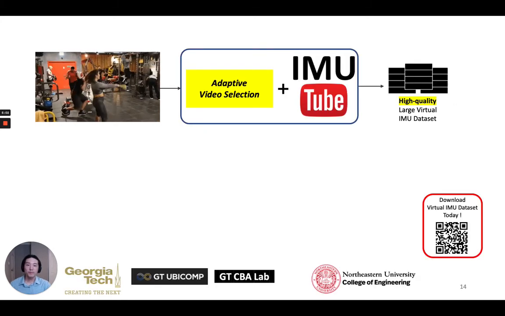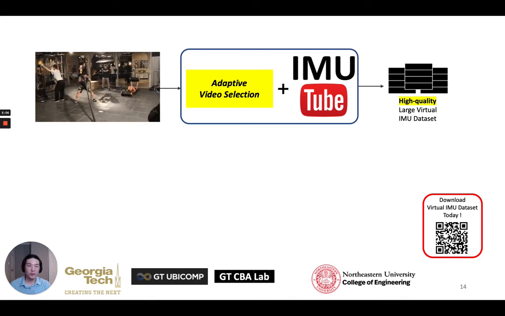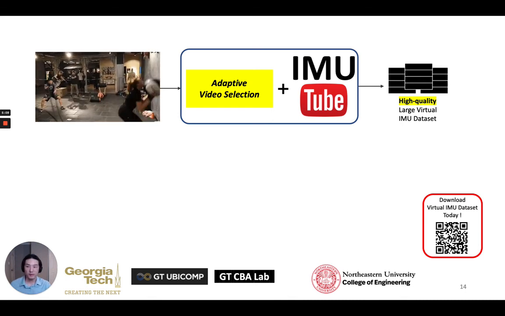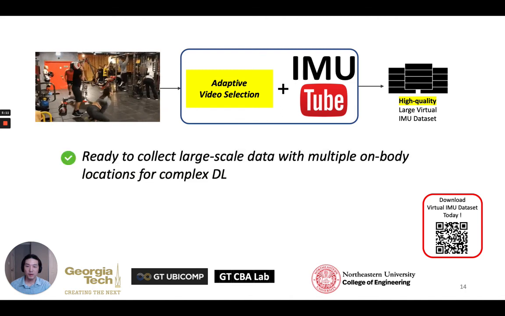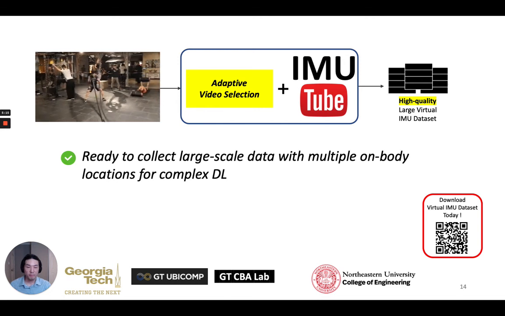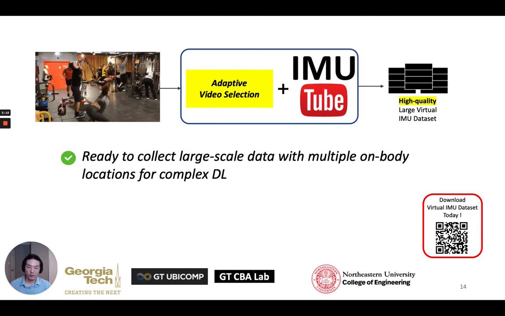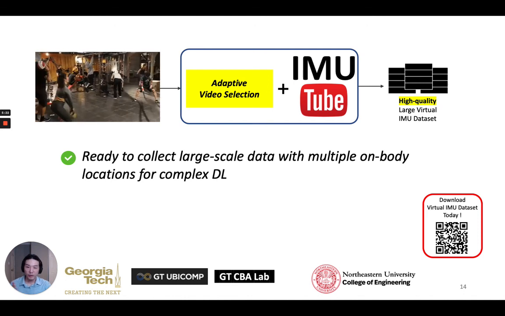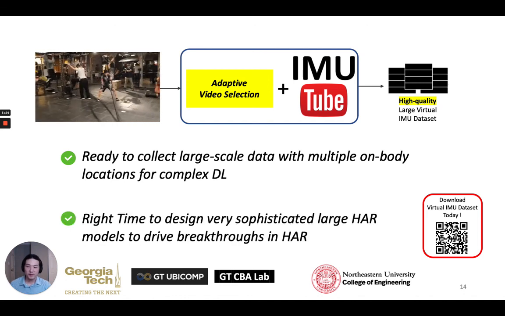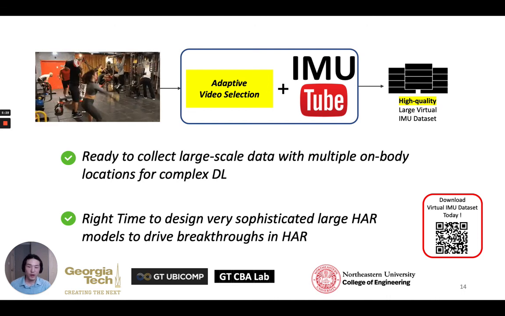In summary, we extended IMUTube with adaptive video selection to generate high-quality large virtual IMU datasets. In doing so, we are now ready to collect large-scale data beyond a single wrist sensor and with multiple on-body locations for complex deep learning models. And with a large-scale virtual IMU dataset, this is the right time to design very sophisticated large HAR models to drive breakthroughs in HAR.